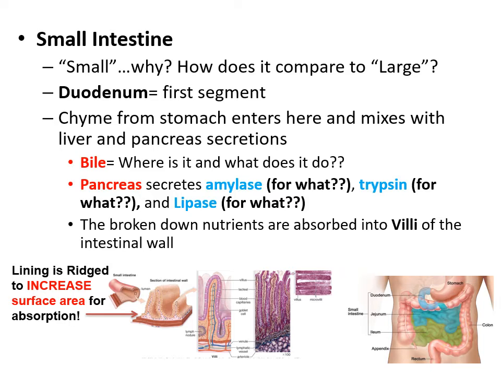And then the broken down nutrients are absorbed into the villi. And what the villi are is these ridged linings of the intestinal wall. Now again, why are the intestinal walls ridged? Well, just like with the stomach, it's increased surface area. So wherever you're going to have absorption, you want ridges, okay? They're not ridged for your pleasure. They are ridged for increased surface area. More absorption, more nutrients obtained.